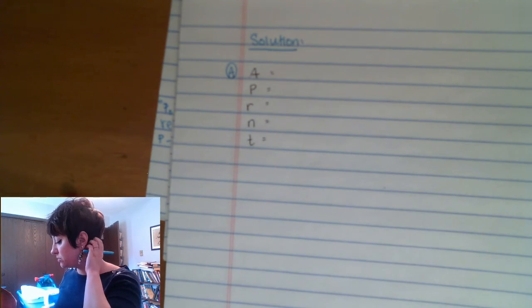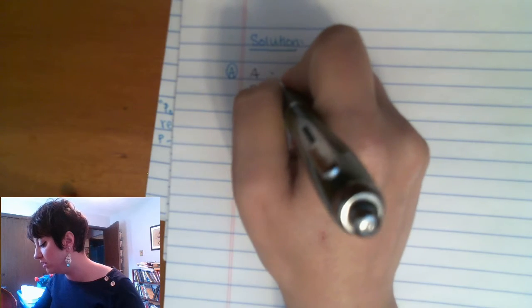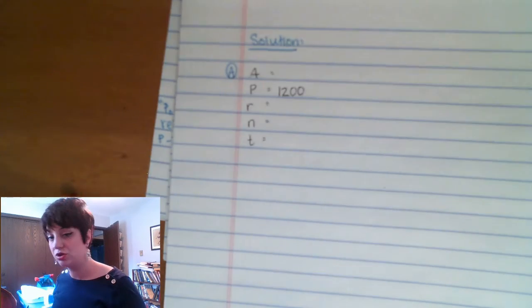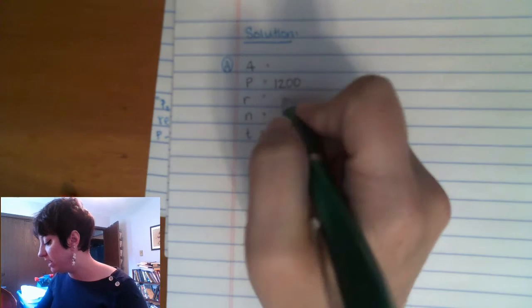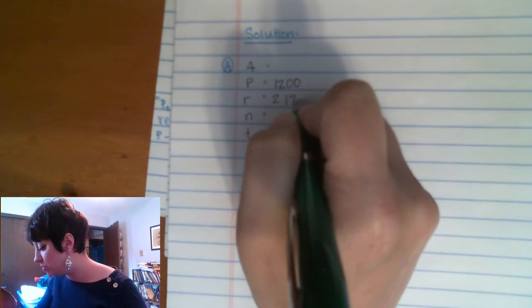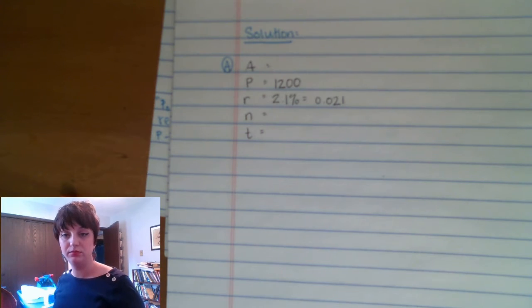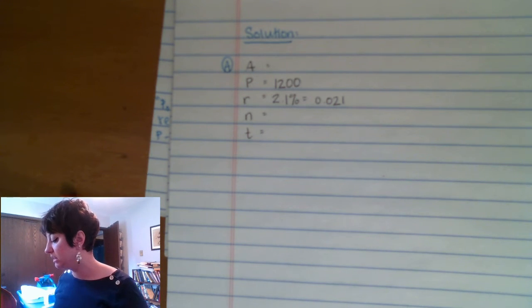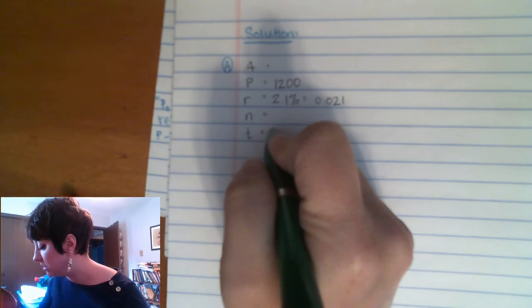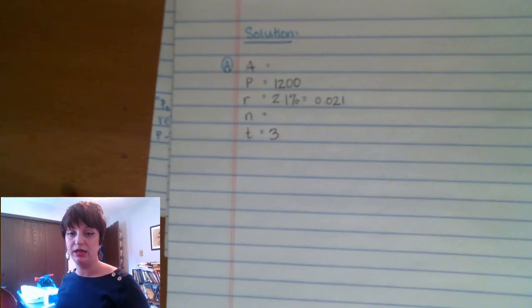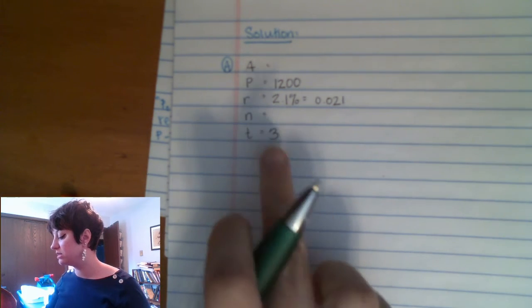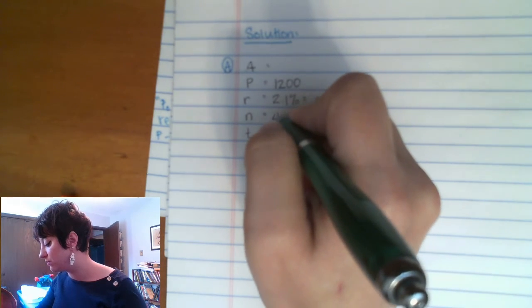So the solution for part A, we're going to look for all of these letters. The principal is how much you start with, the P. So it starts with $1,200. The rate is 2.1%, which is 0.021, right? How about T? T was 3 years, and then N is the number of times compounding per year. So this one is compounding quarterly, so it's 4.